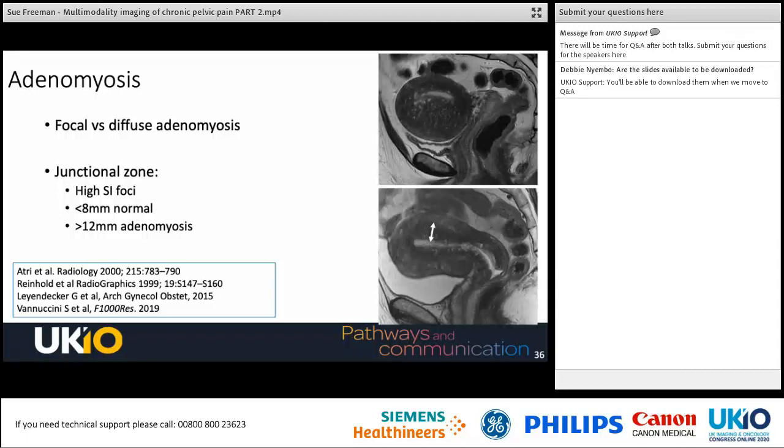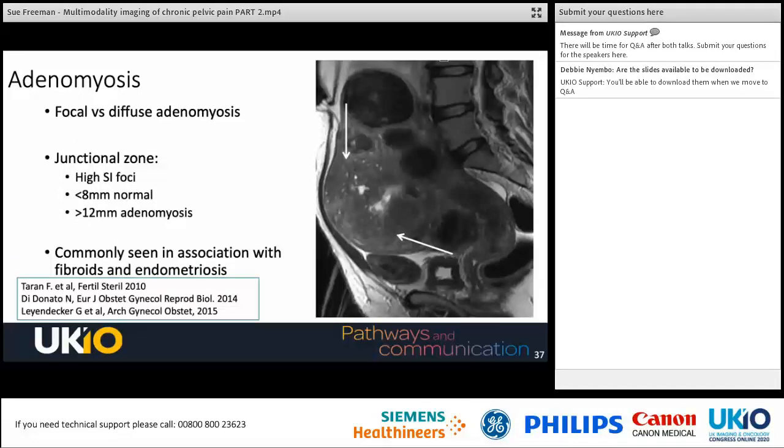Focal adenomyosis, on the other hand, is commonly mistaken for fibroids, but we need to look at it carefully. They have a much less distinct margin, and they also may have these high signal intensity foci within them representing the endometrial glands.